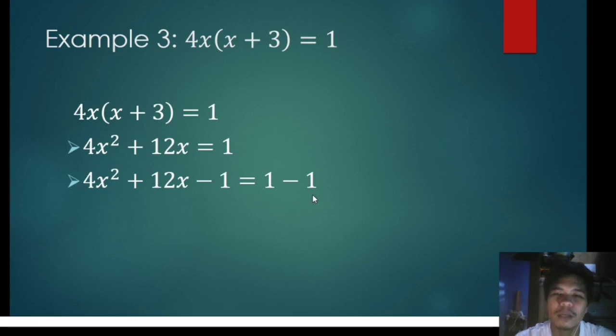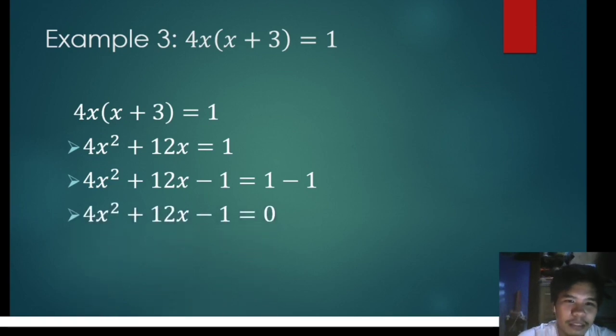Since we subtract 1 at the right side, we need to subtract 1 also at the left side. So we get 4x squared plus 12x minus 1. You just copy the terms, equal to 1 minus 1 equal to 0. So as we can see here, we now have 4x squared plus 12x minus 1 equal to 0, which is now written in standard form.